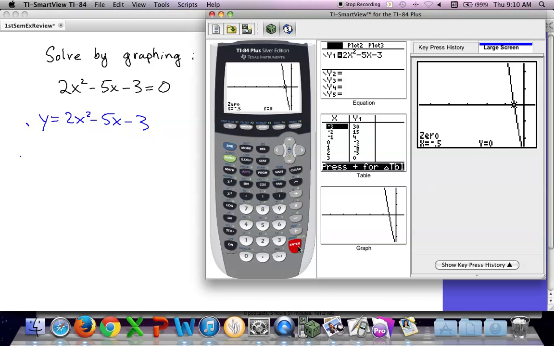But the main concept is to solve a quadratic equation, standard form equals 0, graph the function, and look for the x-intercepts. Those are the solutions.